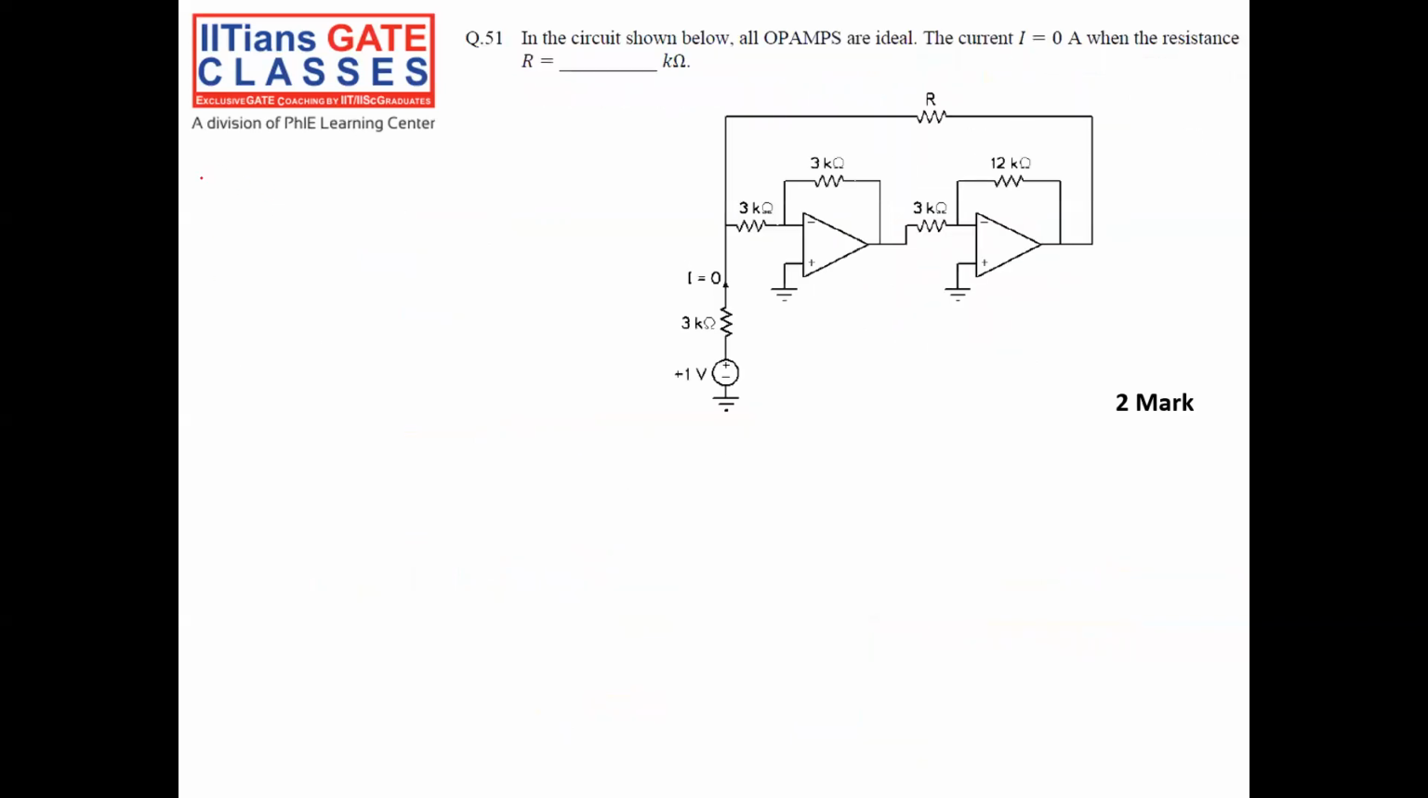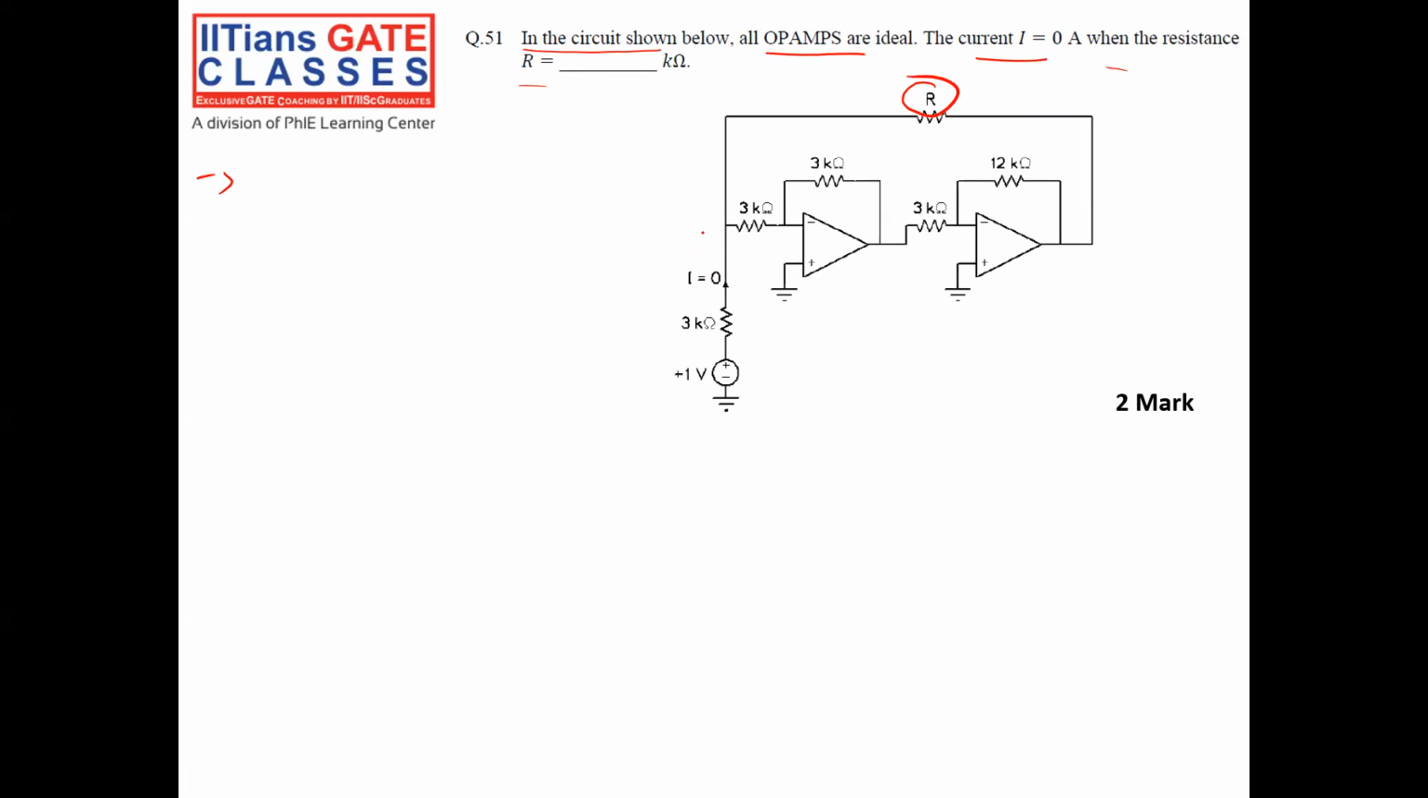Then one more question. In the circuit shown below, all PMOS are identical. The current I is equal to 0. I have to find the resistance R that will make my current I equal to 0.